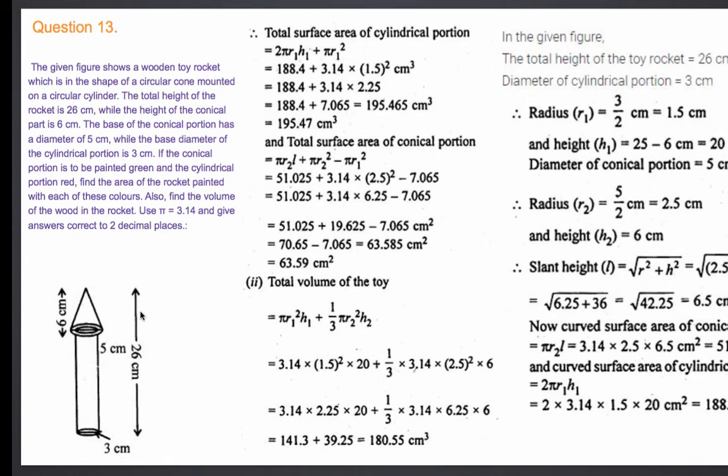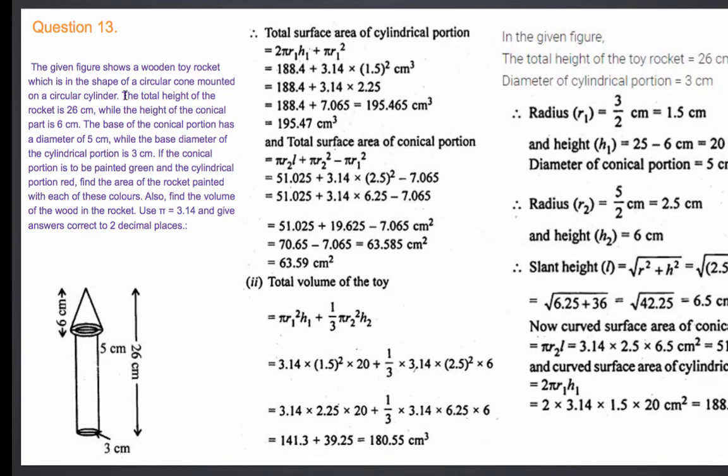Now in the previous question we were given the height of the cylinder and the total. Now it's just the reverse. We are given the total height of the rocket toy and the height of the cone. So may I know what will be the height of the cylinder? Can we calculate? Yes, obviously from the total height we'll subtract the height of the cone. 26 minus 6 which will come out 20 centimeter.